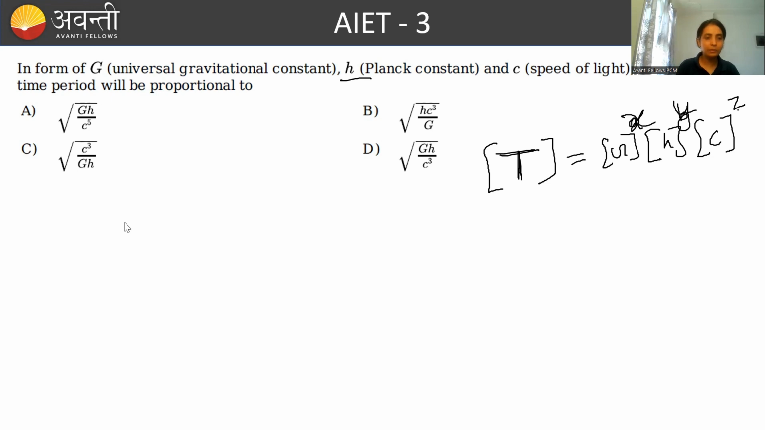If you want the dimension of G, you can very easily calculate it. Gravitational force is written as Gm² by R², right? Force dimension is MLT^-2.